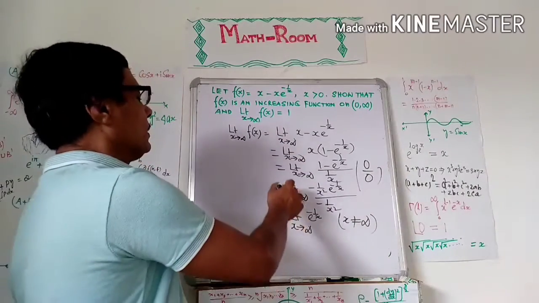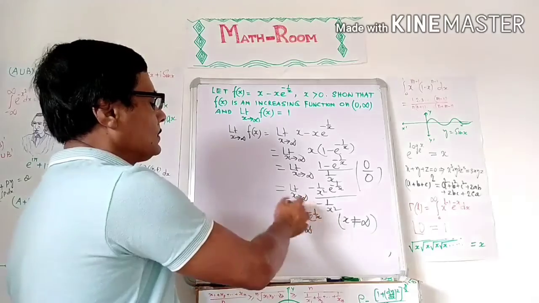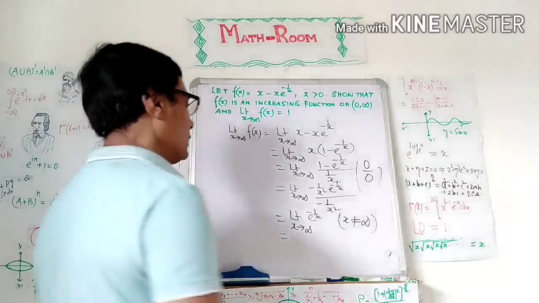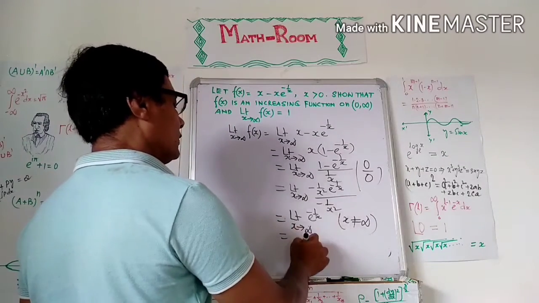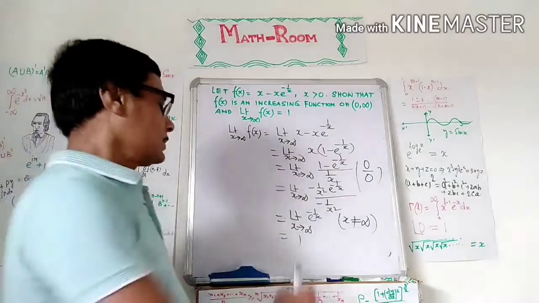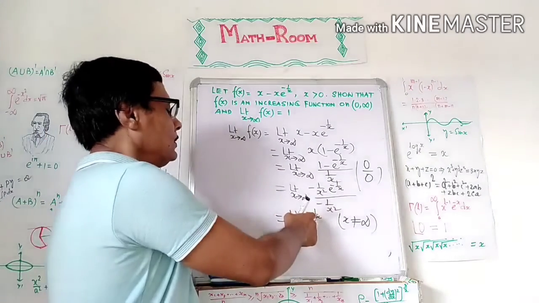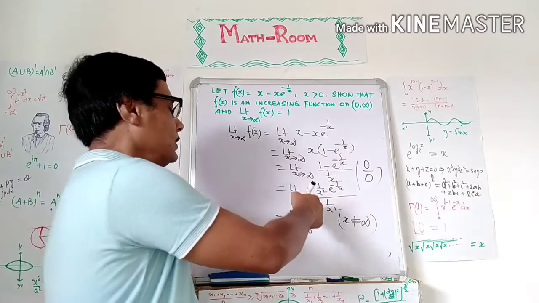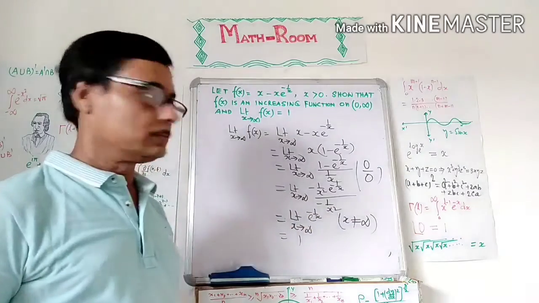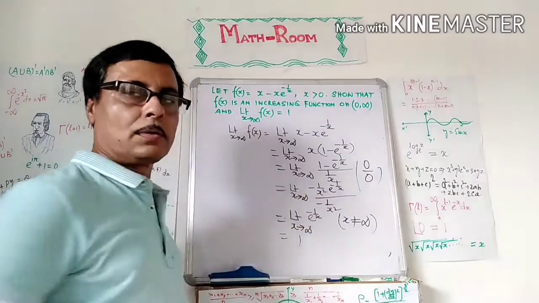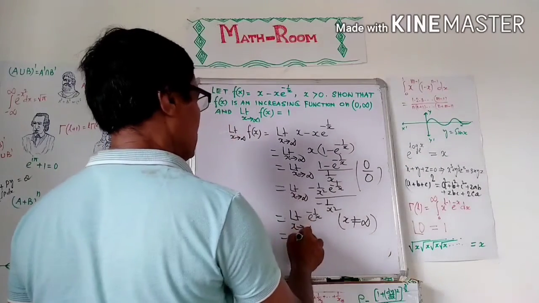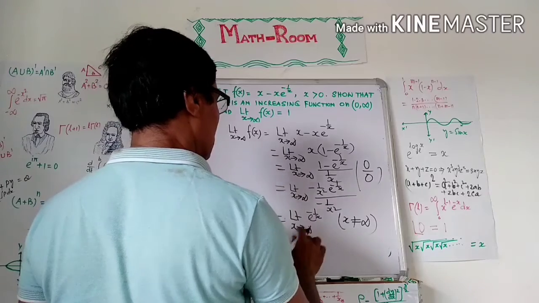So we can get this limit, and this limit is 1 because e to the power minus 1 by infinity: 1 by infinity equal to 0, and so e to the power 0 equal to 1. So the value of the limit is 1 as x tends to infinity.